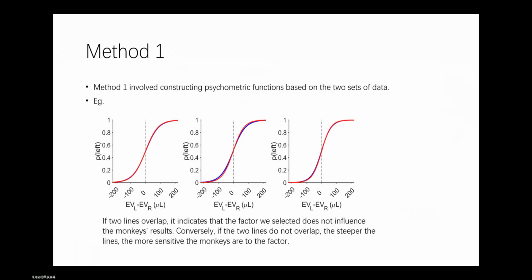This analysis was conducted separately for each monkey, aiming to investigate whether their sensitivity to the provided information exhibits a systematic change. As we can see in the middle graph on the screen here, if the two lines overlap, it indicates the factor we select does not influence the monkey's results, having no influence on their risk preference. But if the two lines do not overlap, and the steeper the lines are, the more sensitive the monkeys are to the factors we want to investigate.